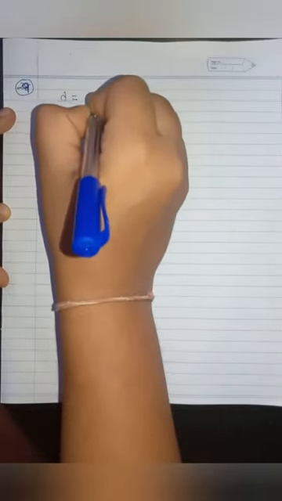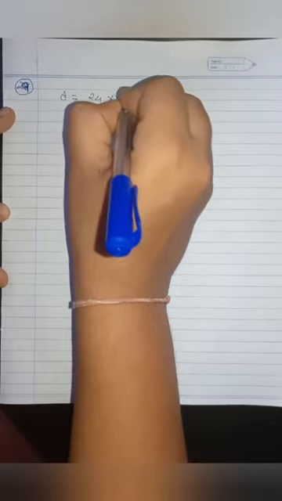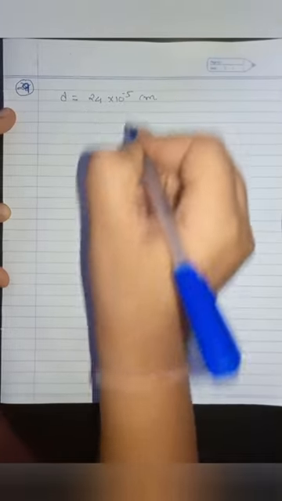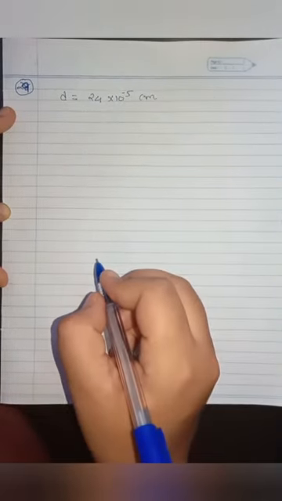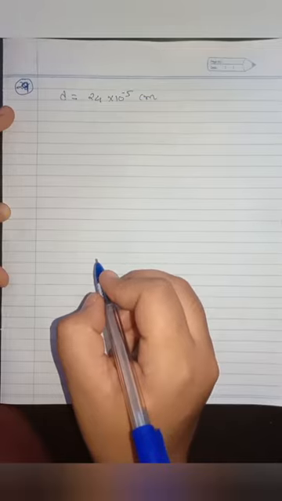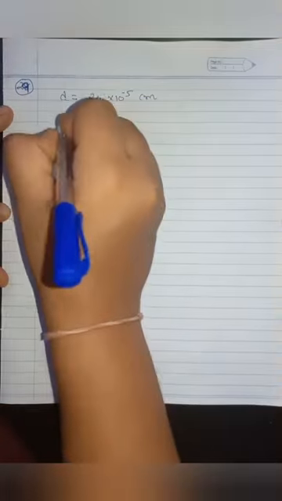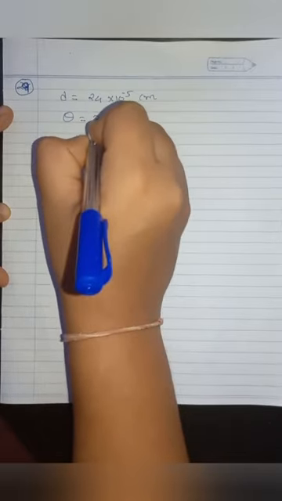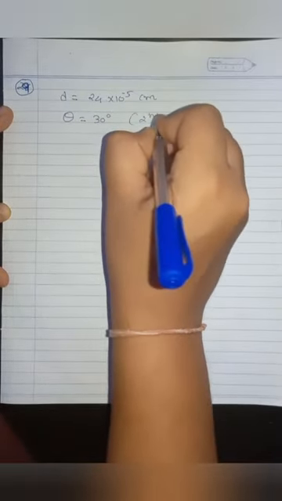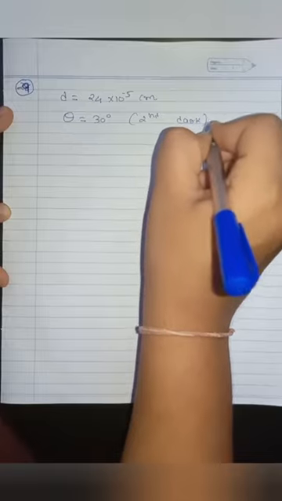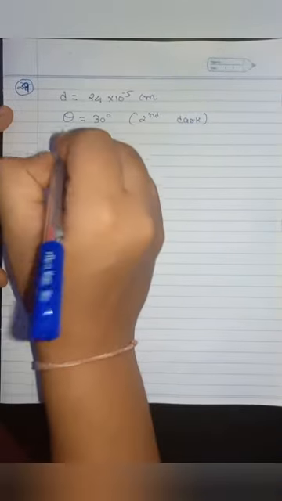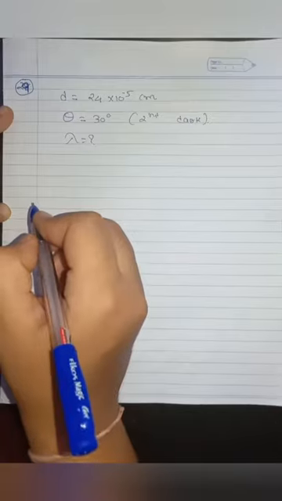In question number 29, a light wave is incident normally over a slit of width d equal to 24 into 10 power minus 5 centimeter. The angular position of the second dark fringe from central maxima is 30 degree. We want to find the wavelength of light.